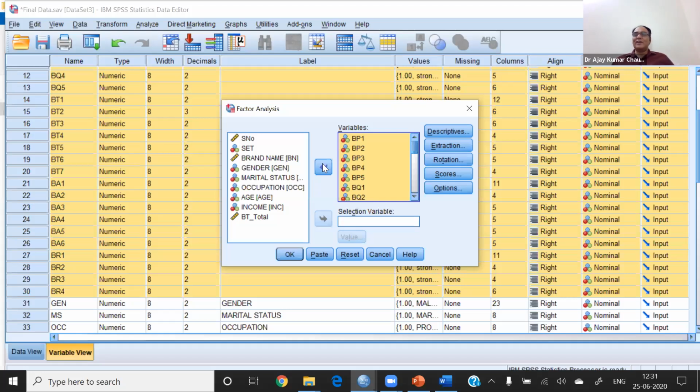So rule number one: you cannot include demographic profiles or nominal variables in the factor analysis. You can write the rule: you cannot include nominal variables like demographic variables in the factor analysis.